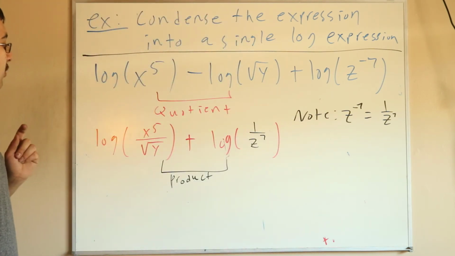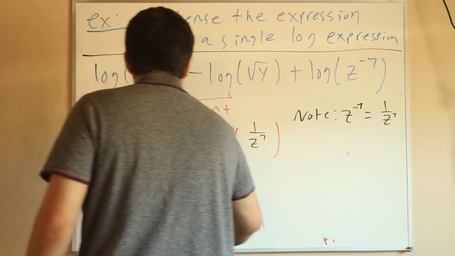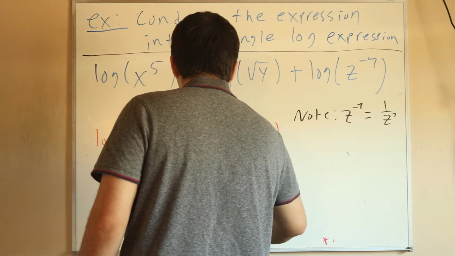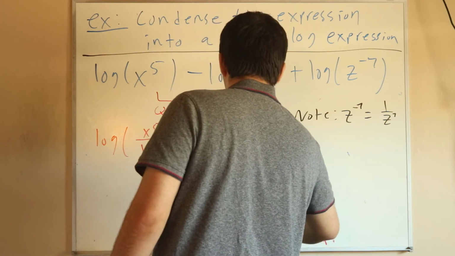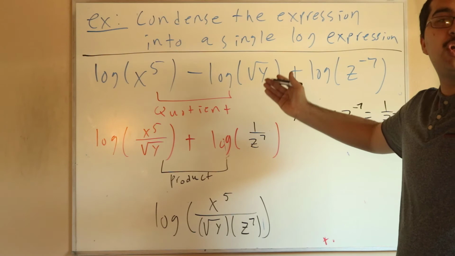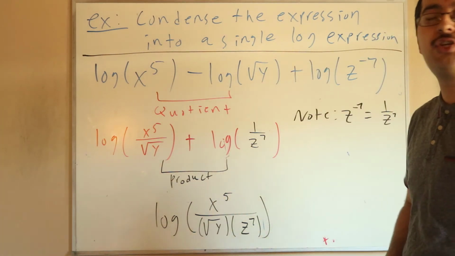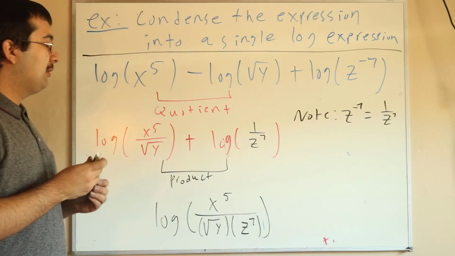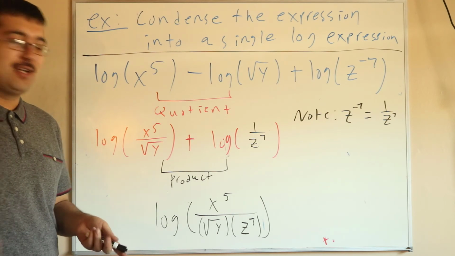Using that product property of logs, we then get log of x to the 5th divided by square root of y times z to the 7th power. And there you go. We have successfully taken that one big expression we had and condensed it down into a single logarithmic expression, using our properties of logarithms that we've discussed.